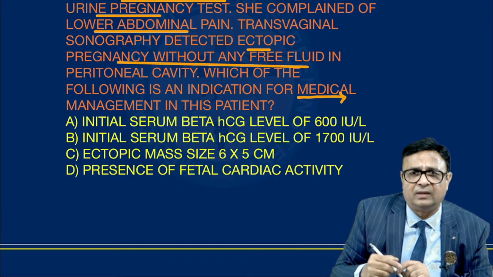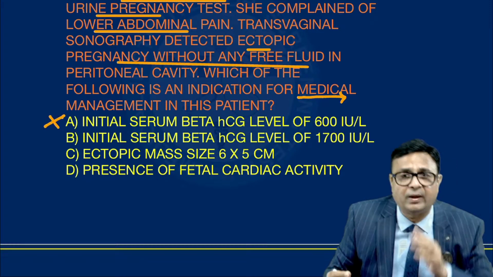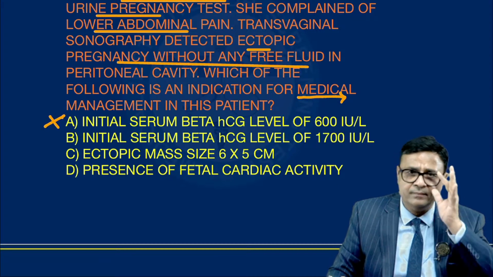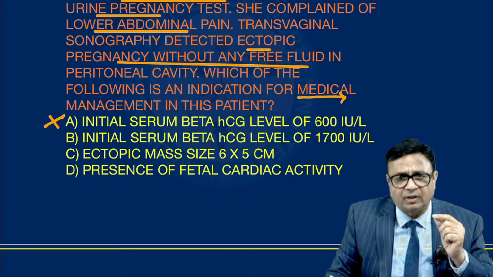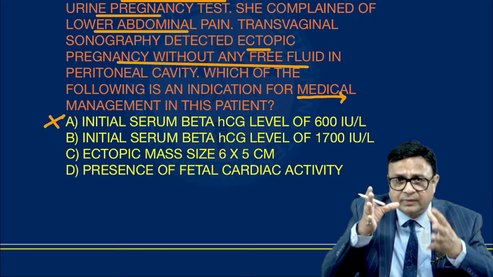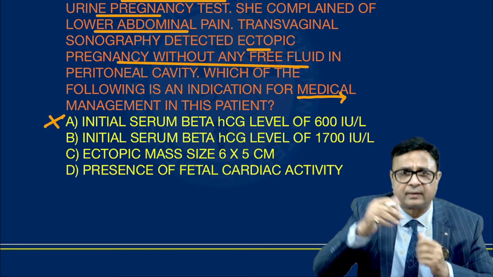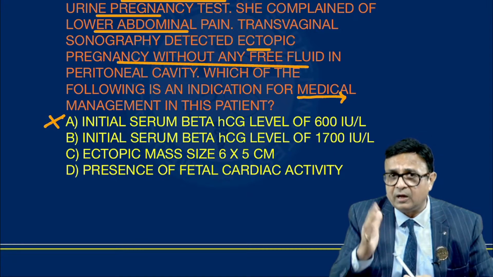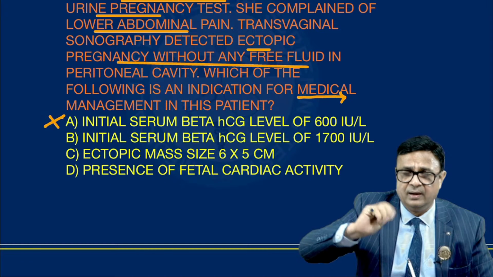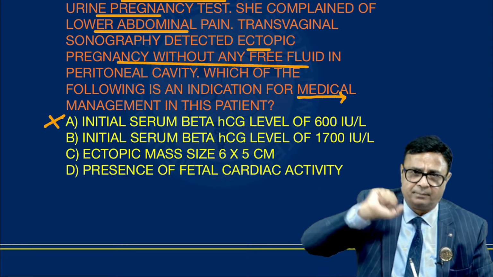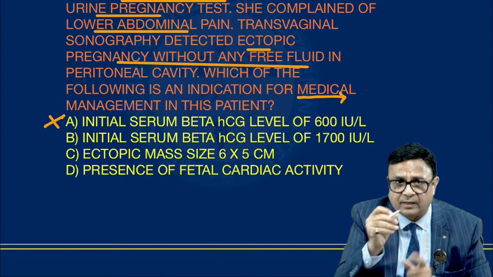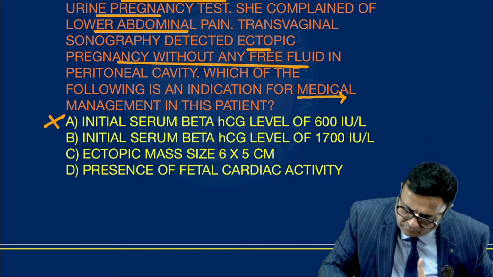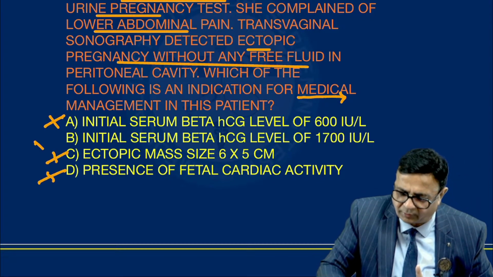Initial serum beta HCG level of 600. This is the indication for expectant management, which is done if HCG levels are less than 1000. Initial serum beta HCG level of 1700 international units per liter falls under the category of medical management, correct. Ectopic mass size 6 by 5 centimeter, no. Medical management is given if the ectopic mass size is less than 4 centimeter, and if it is more than 4 centimeter, surgical management is done. Presence of fetal cardiac activity, surgical management. If fetal cardiac activity is absent, medical management. So ectopic mass size is not the indication. So the correct answer is B.